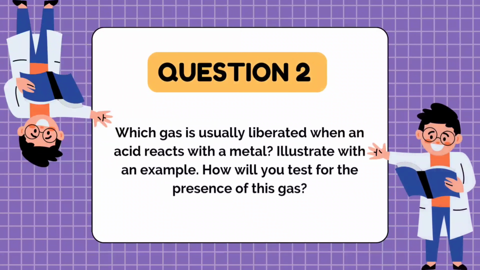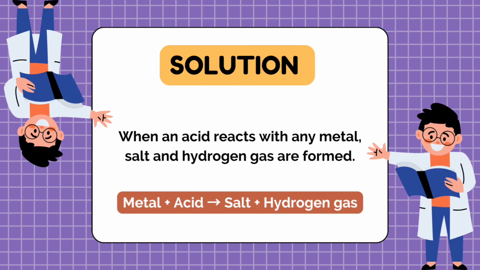Question 2. Which gas is usually liberated when an acid reacts with a metal? Illustrate with an example. How will you test for the presence of this gas? Solution. When an acid reacts with any metal, salt and hydrogen gas are formed.